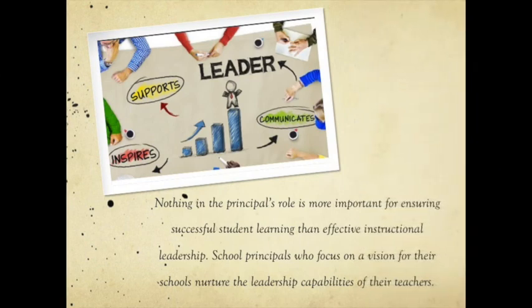Indeed, nothing in the principal's role is more important for ensuring successful student learning than effective instructional leadership. School principals who focus on a vision for their schools nurture the leadership capabilities of their teachers. Effective principals make student success pivotal for their work and accordingly pay attention to and communicate about instruction, curriculum, and student mastery of learning objectives and are visible in the school. Learning needs to occur throughout an organization, and principals need to become participants in the learning process in order to shape and encourage the implementation of effective learning models in their schools.